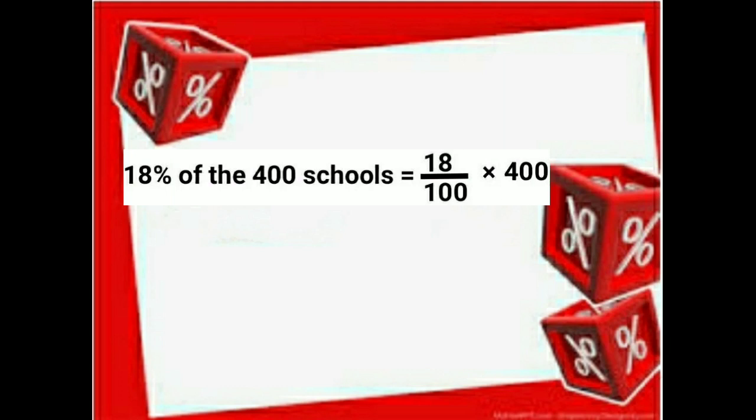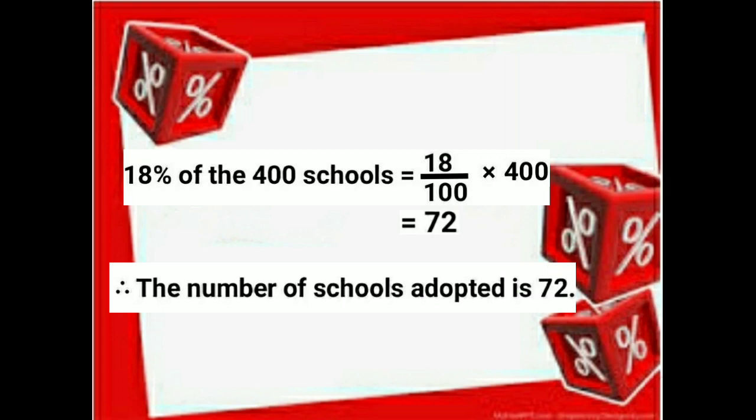Here 18% means 18 schools adopted out of total 100, and total number of schools is 400. Now to get the desired answer, we will multiply the ratio 18 upon 100 by the total number of schools, that is 400, which will give us the answer 72. Therefore, the organization adopted altogether 72 schools.